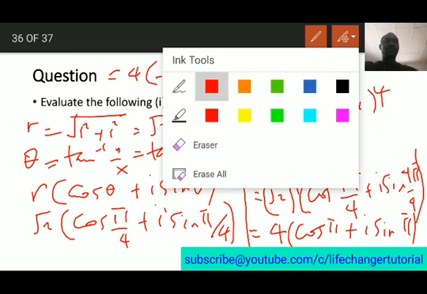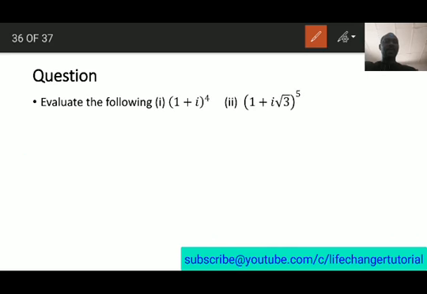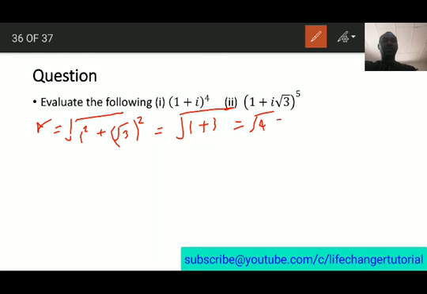Okay, so we see another question here, the second one. r is equal to the square root of 1 squared plus root 3 squared, which is equal to the square root of 1 plus 3, which is the square root of 4, and the square root of 4 is 2. So our theta now, that's our argument, is tan inverse of root 3, which is equal to 60 degrees. And 60 degrees here means pi over 3.